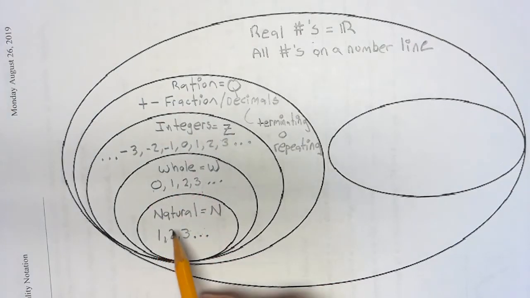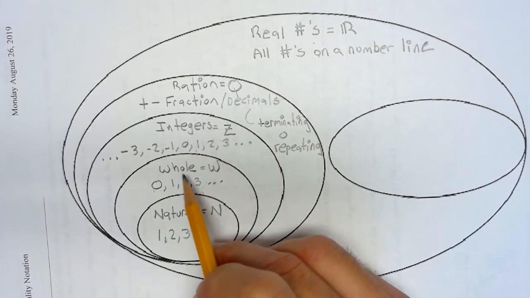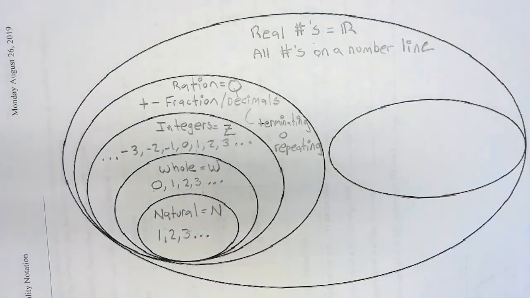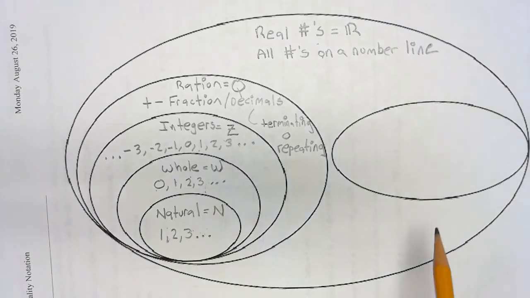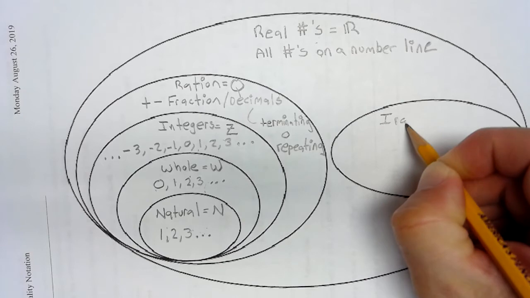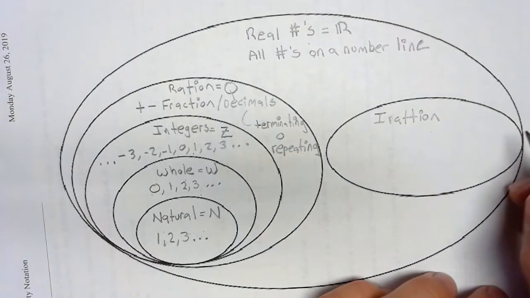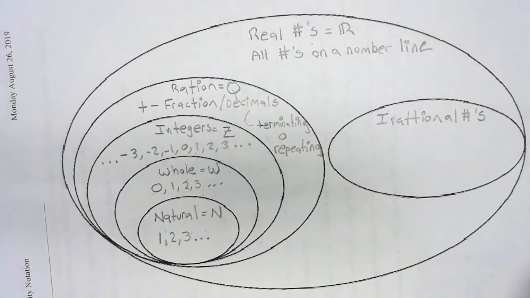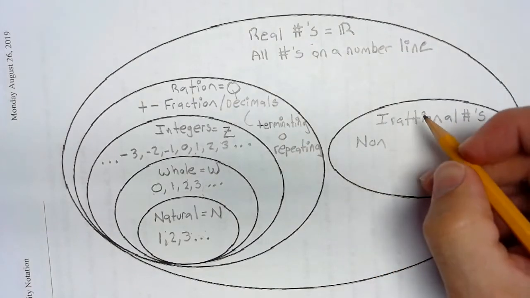Now, a natural number can be a whole number, but 0 cannot be a natural number. Okay, so 1 can be a whole number and a natural number, but -1 can't be a whole number or a natural number. Okay, all right, so now we need to incorporate irrational numbers, which is a special subset of real numbers. Now, irrational numbers are non-terminating decimals.